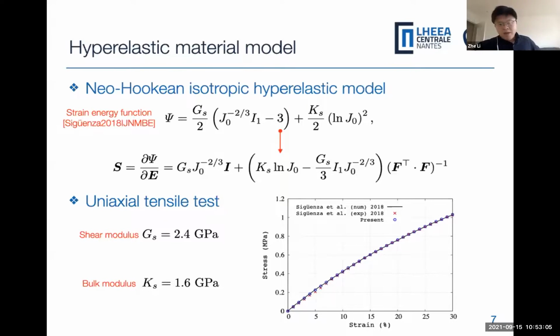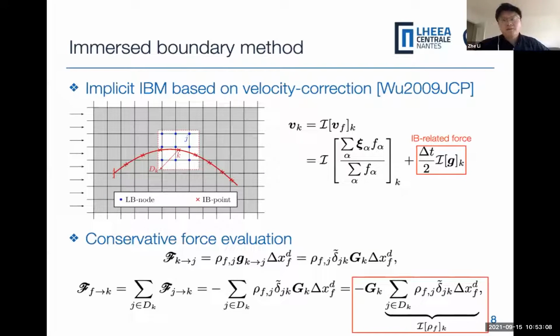Since the LBM and FEM are two numerical methods of different fashions, Eulerian and Lagrangian, the coupling between them is not very straightforward. In this case, we choose the implicit version of the immersed boundary method initially proposed by Wu and Shu in 2009. The idea is to find simultaneously the immersed boundary force on all the Lagrangian points, so that finally the interpolated fluid velocity is exactly the same as the velocity of the solid boundary.